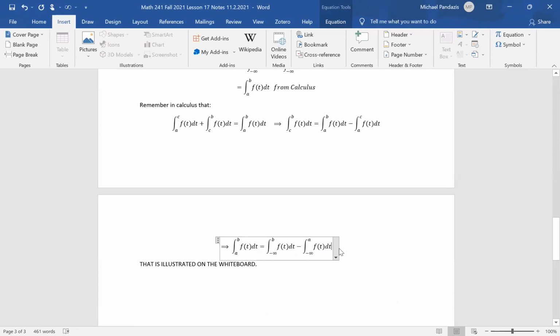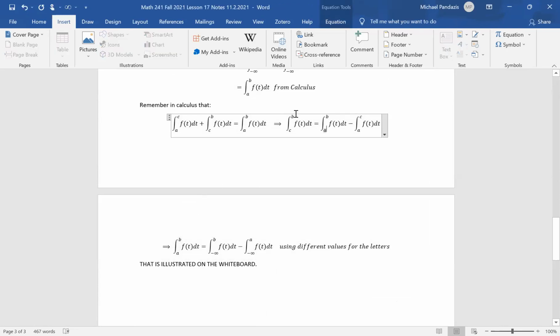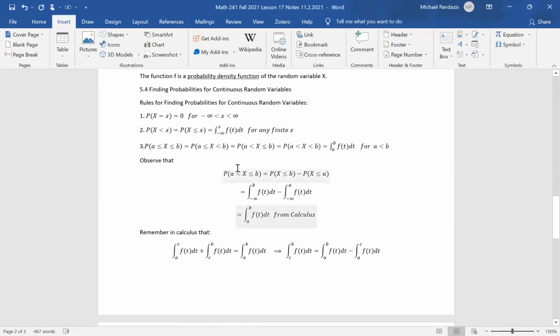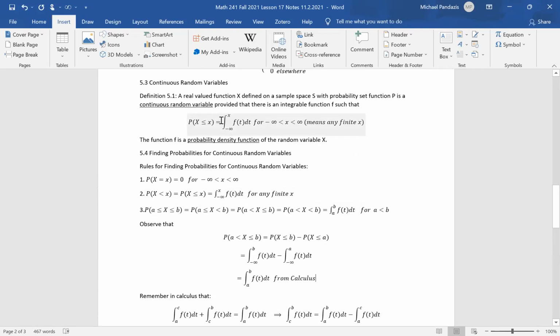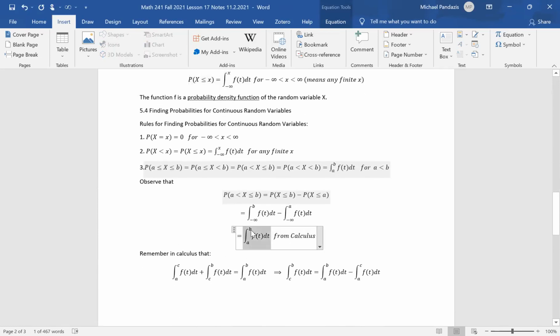Okay, this would imply that, using different values for letters, so not using A in the same way, just changing the letters around. Okay, good. So then we have that the probability from A to B is equal to this integral, and so we get that from this. Given this probability defined in this way, we can get that the probability of this integral is equal to that integral. So with just this assumption, we get the result from earlier.